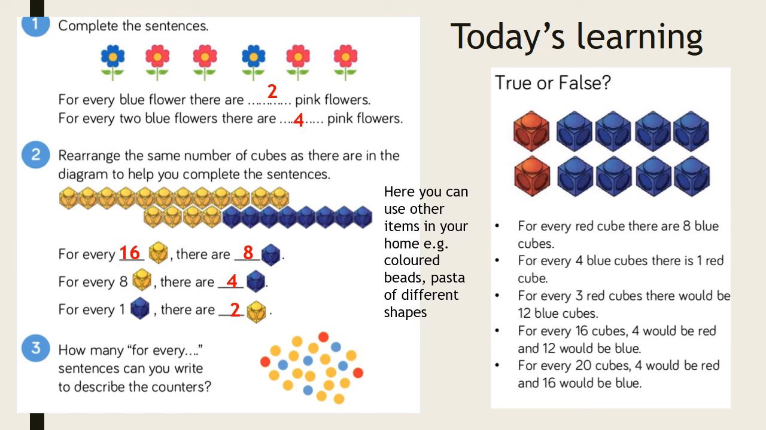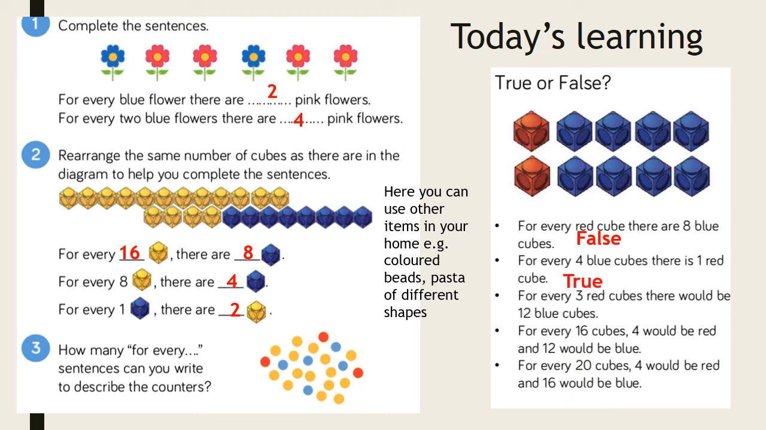Finally, we're going to finish off today's learning with some true or false questions. Let's have a look at the questions shown on the right hand side of the screen. Deciding whether they're true or false, writing your answers down, and then I'll put the answers up on screen for you. So for every red cube, there are 8 blue cubes. That's false. For every red cube, there are 4 blue cubes.